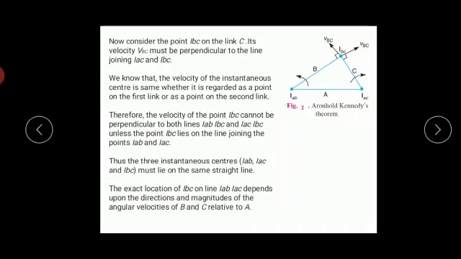Thus, the three instantaneous centers, which are IAB, IAC and IBC, must lie on the same straight line. But in order to have all these three instantaneous centers on the same straight line, the exact location of IBC on line IAB and IAC depends upon the magnitude and directions of angular velocities of link B and link C with respect to, or relative to, link A.